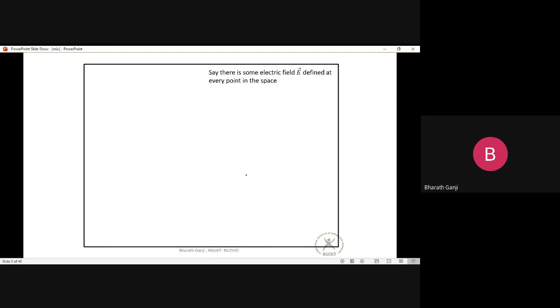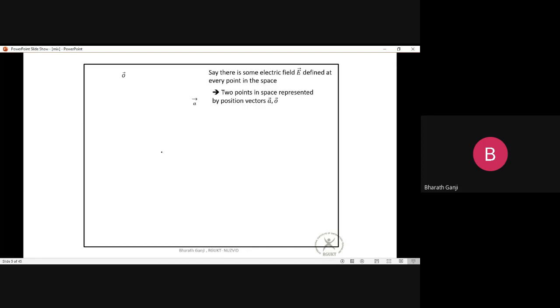Because I was talking about energy, okay, let us see how much work you have to do in order to move a charge inside an electric field. Say there is some electric field E bar defined at every point in the space. Some source has created this electric field. There is a source somewhere, around that source there is an electric field, and I am walking in that electric field.